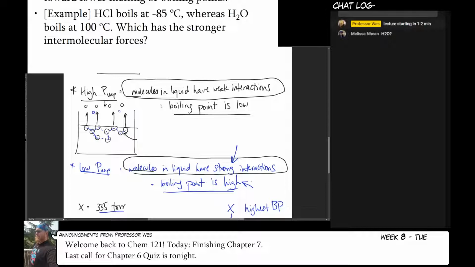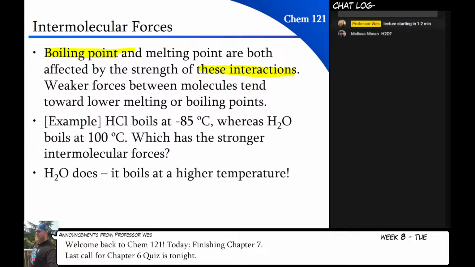So if you can make your molecules move faster, they don't stick to each other as effectively anymore, and then they can become a gas. So that's what we're going to be looking at here. We're going to be looking at the magnitude of these attractive forces.